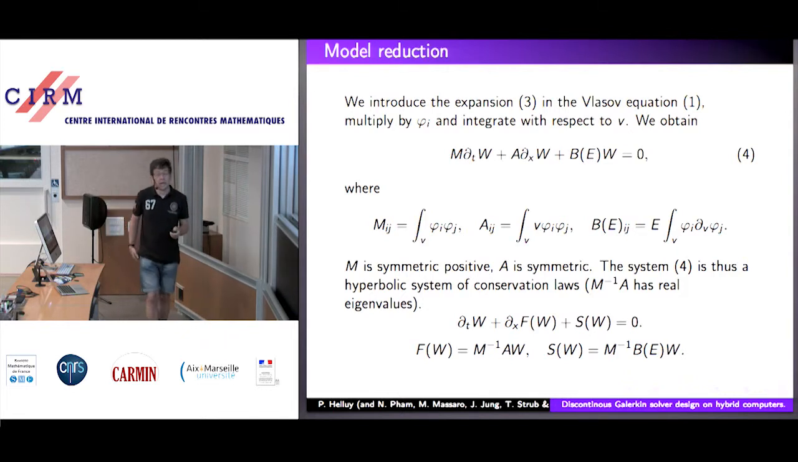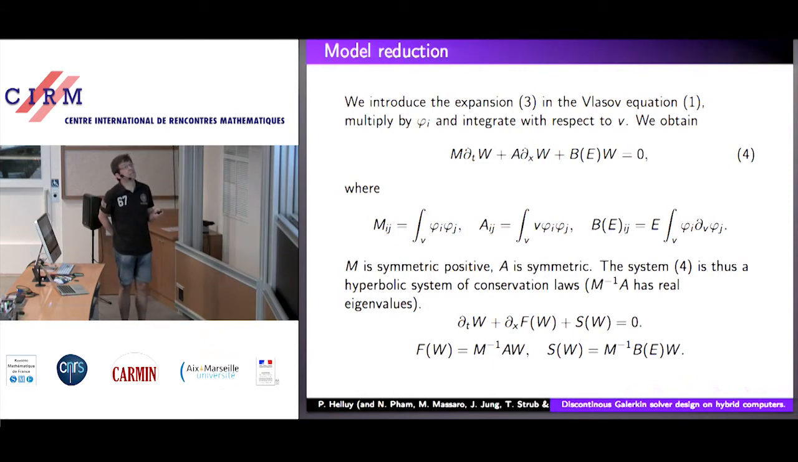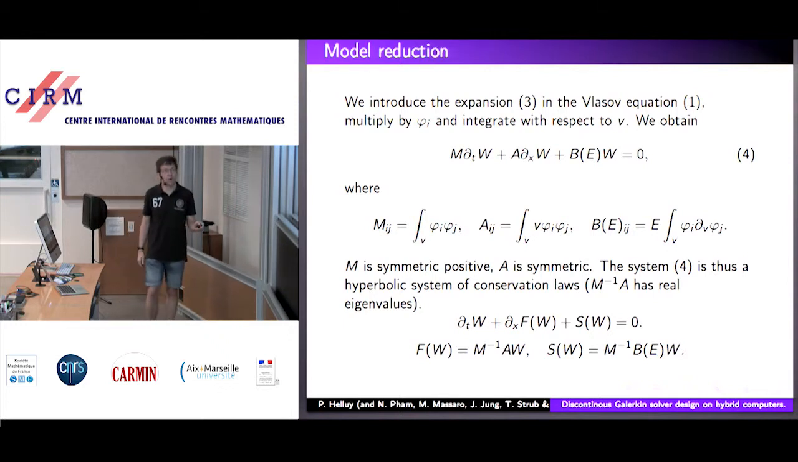And it is very simple to see that M is a symmetric positive matrix, and A is symmetric. Then from standard hyperbolic theory, you can prove that the matrix M minus the inverse of M times A has real eigenvalues. So in the end, you have a hyperbolic system. This is called a hyperbolic system of conservation laws, which you can put in a more general form.